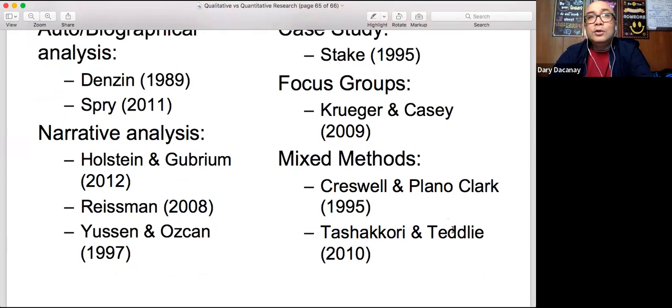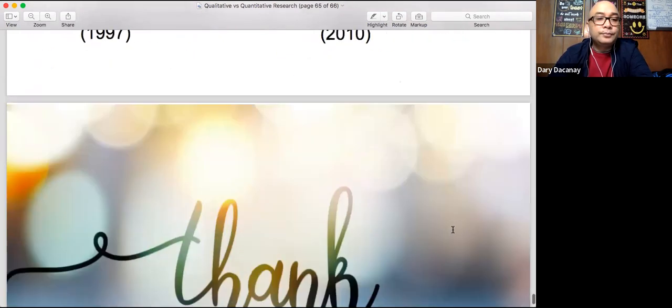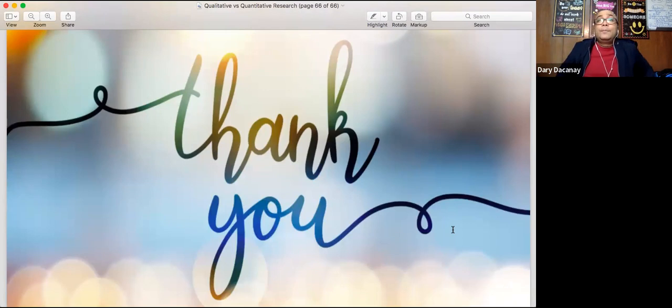Mixed methods, meaning you do qualitative and quantitative research. Personally, I would not want you to do mixed methods. You have to study both first, quali and quanti. Maybe when you are done already with your master's or your PhD, you can explore doing mixed methods. But these are nice-to-know things. Creswell, Plano Clark, Tashakkori, and Teddlie. Okay. So I guess that is our discussion for this meeting.